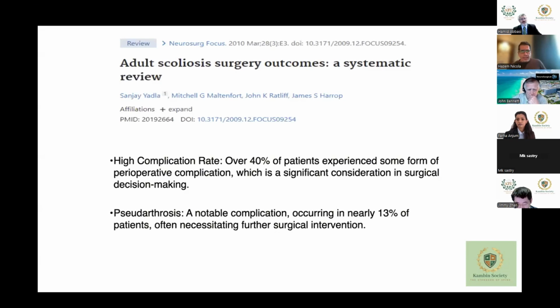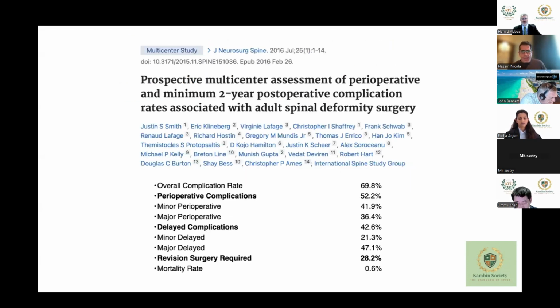Another article talking about this topic and highlighting the high pseudoarthrosis rate in posterolateral-only cases. This is a multi-center study that I love, and I learned a lot from this presentation. They talk about perioperative and delayed complications, and look at the high level of revision surgery required after a posterior-only surgery in adults.